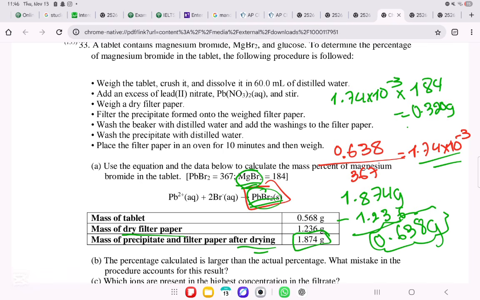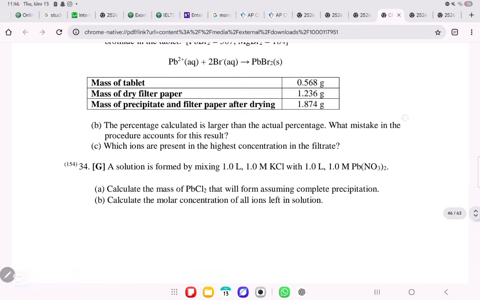0.320 grams. Perfect. Now, you will take this mass, 0.320 grams, divided by the mass of the tablet, 0.568 grams, and multiply by 100, and you will get your percentage to be 56.3%. Part B. The percentage calculated is larger than the actual percentage. What mistake might have happened?